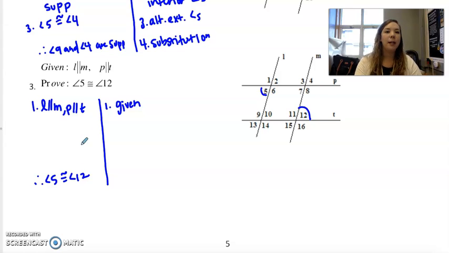So again, I want to kind of pick a middleman. One that stands out to me would be 10, but 10 would not be the only choice that you could make. It's just one that I notice off the bat. So I'm going to start by saying 5 and 10 are congruent because they're alternate interior angles.